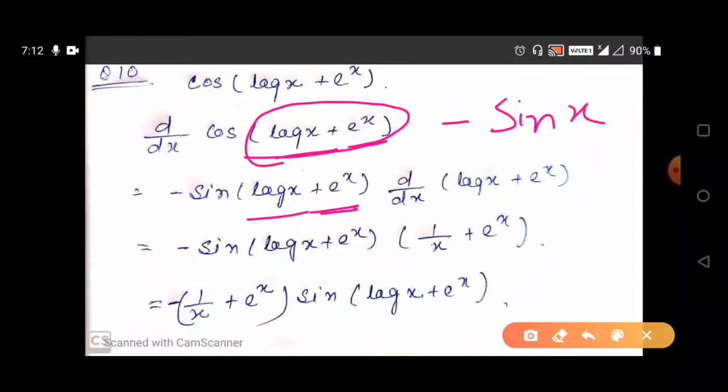So since we have log x plus e to the power x in place of x, we have to again differentiate log x plus e to the power x. Now differentiation of log x is 1 by x and differentiation of e to the power x is e to the power x. So our answer is minus 1 by x plus e to the power x sin of log x plus e to the power x.